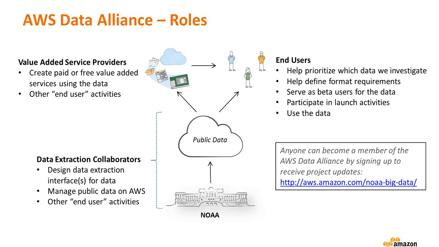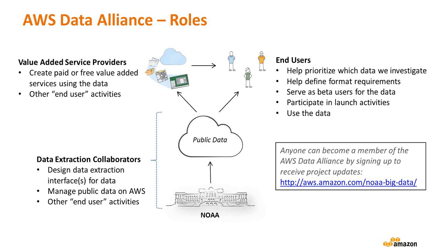There are three not mutually exclusive roles that you can play, and I'll go through them right now. First is end users, second is value-added service providers, and the third are data extraction collaborators. So end users. It's just as simple as it sounds. These are people and organizations that currently use NOAA's data or want to use NOAA's data. We want to start with the end user and work back from that when determining our requirements for this project. The end users are going to help us prioritize which data we investigate. We want to know what's valuable and what's interesting.